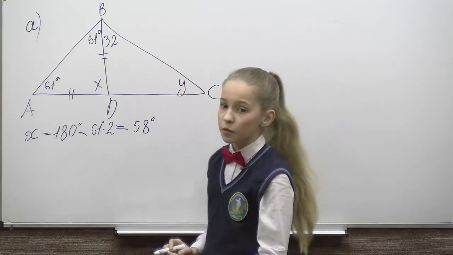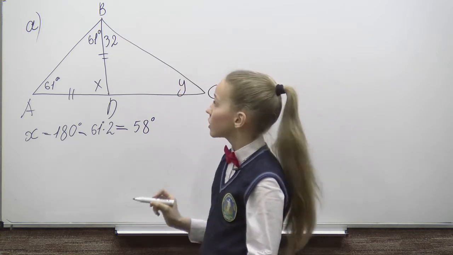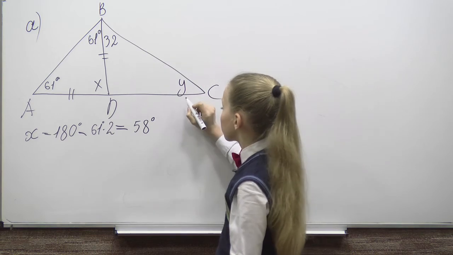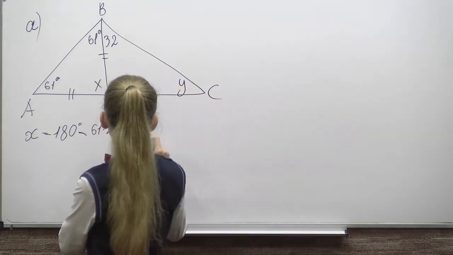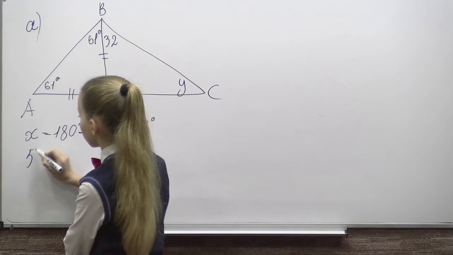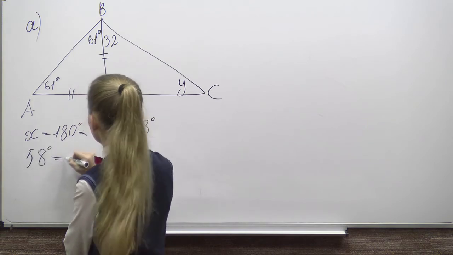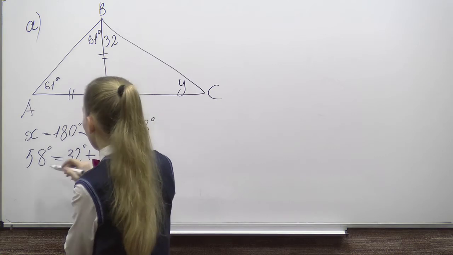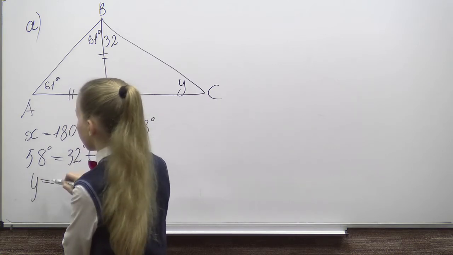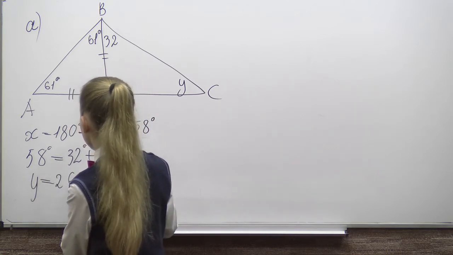Then from the theorem about the exterior angle, we can find y. So we can write: 58 degrees equals 32 degrees plus y. From this, y equals 26 degrees.